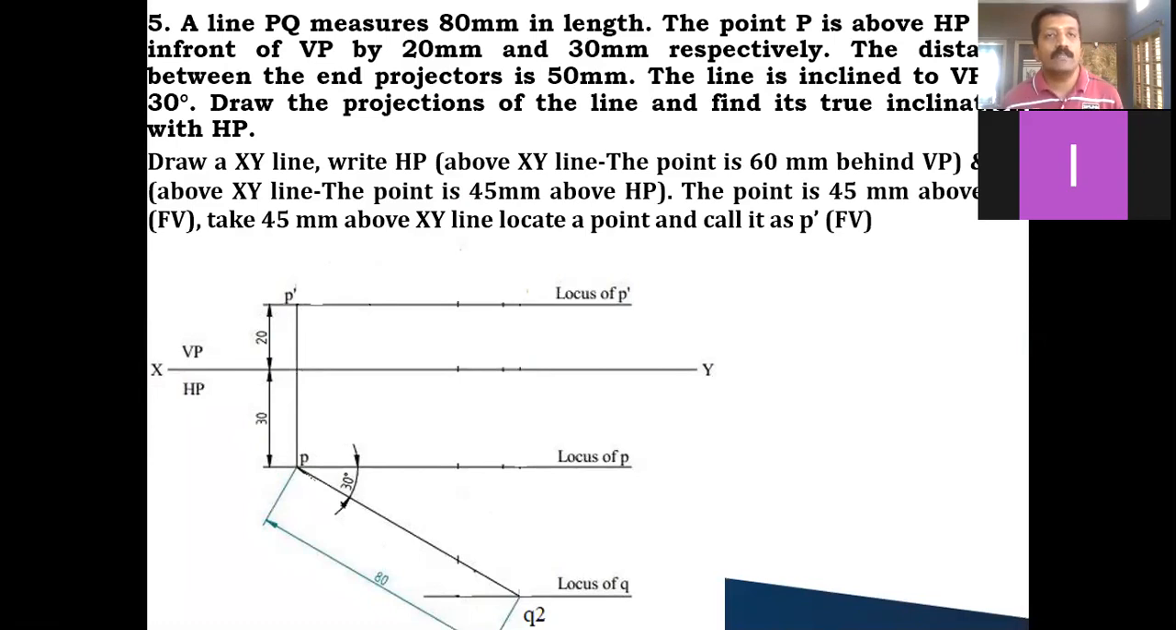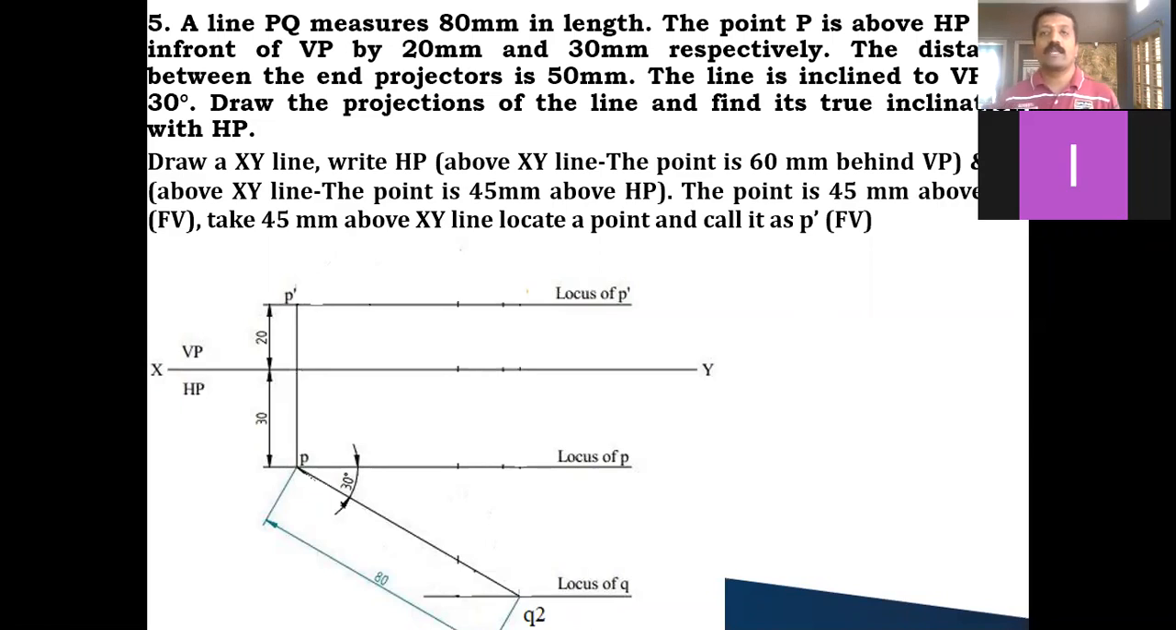So next one, what is given: a line PQ measures 80 millimeter in length. This is the true length he has given. The point P is above HP and in front of VP by 20 and 30 millimeter respectively. The distance between the end projectors is 50 millimeter. And then the line is inclined to VP by 30 degree.